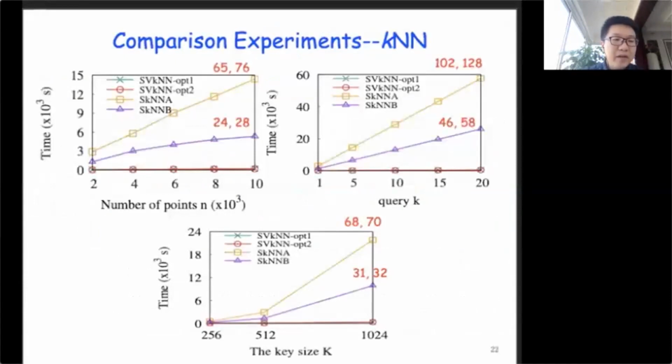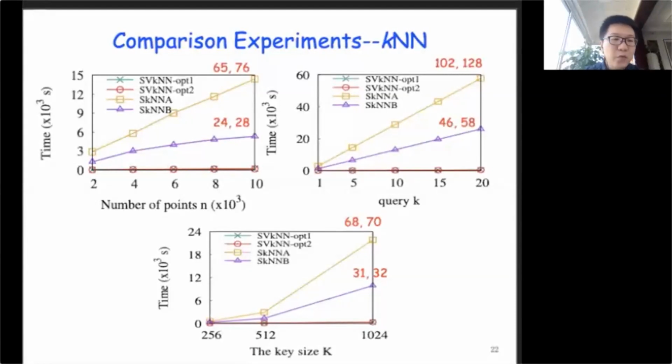Next, we compare the k-nearest neighbor computation with others under diverse parameters. Note that our algorithms also outperform both of them, especially with varying number of points. When n is 10,000, our algorithm is about 20 times faster than SVkNN and about 60 times faster than SVkNB respectively. And with varying query k, when k is 20, our algorithms are about 50 times faster than SVkNN and about 100 times faster than SVkNB respectively.